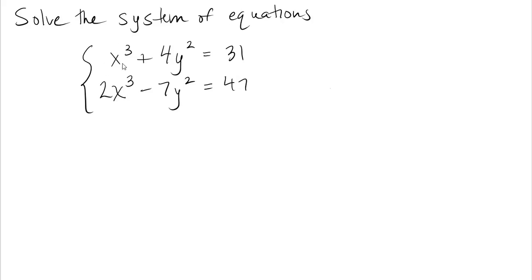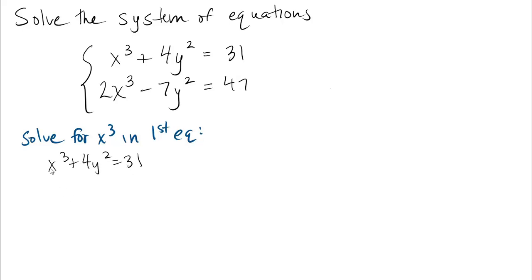I notice that it's going to be easy to solve for x cubed in the first equation, and there's an x cubed that I can replace in the second equation. So rather than solving for x, I'm going to solve for x cubed in the first equation. So if x cubed plus 4y squared is equal to 31, then solving for x cubed, I get x cubed equals 31 minus 4y squared. That expression, 31 minus 4y squared, must be equal to x cubed in the second equation as well.